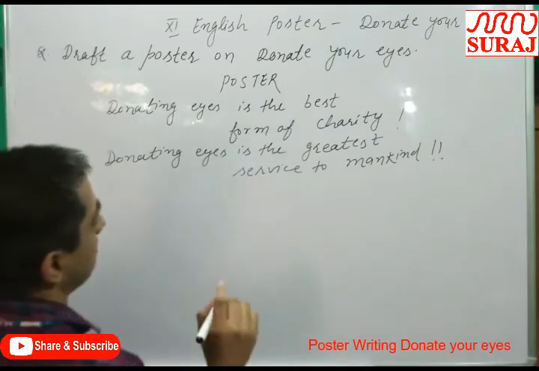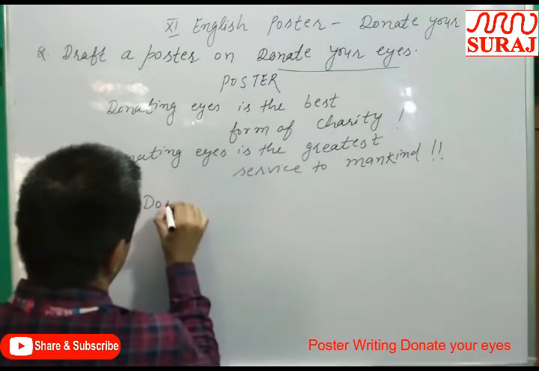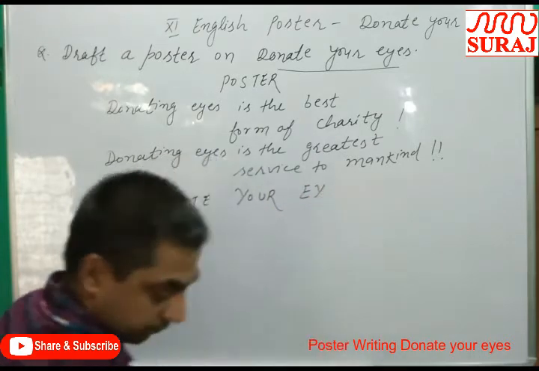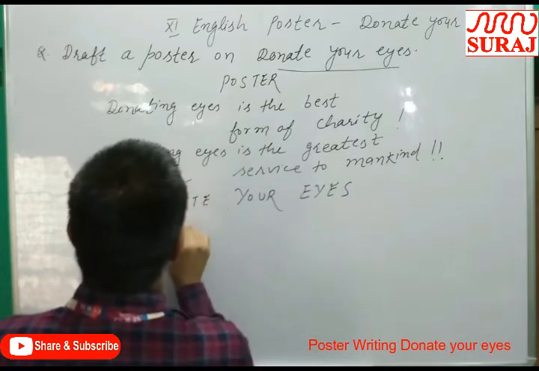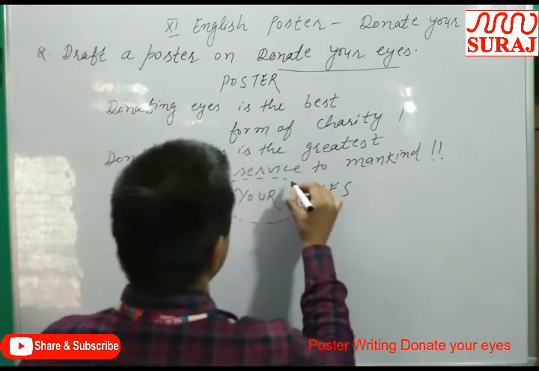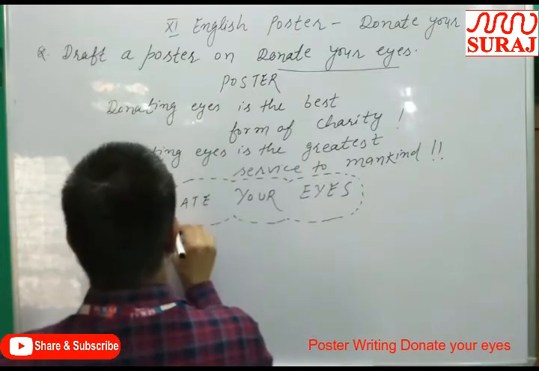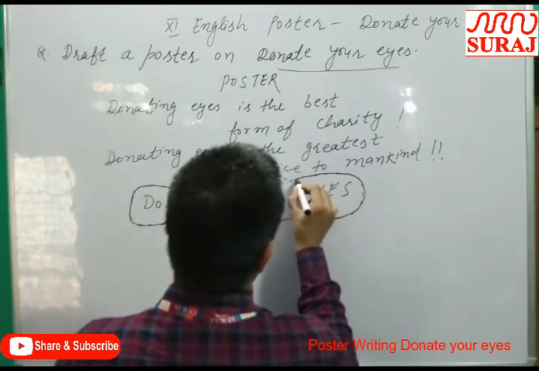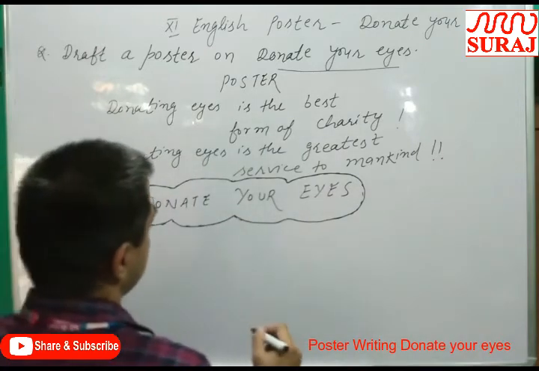After that, we should mention title. What is the title of this poster? Donate your eyes. You can make any style of box for title. This is the title, donate your eyes, and you can make any style of box to put the title into the box. After that, you should make picture.